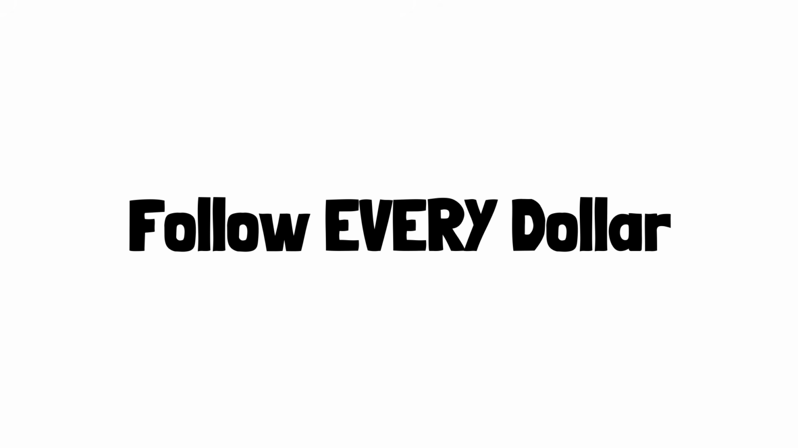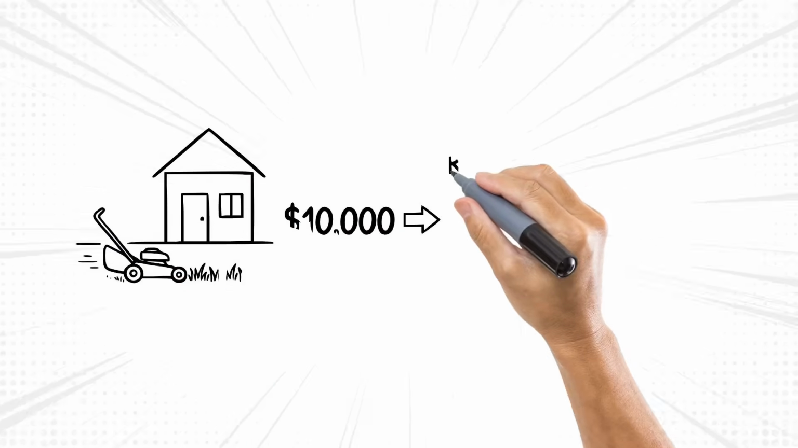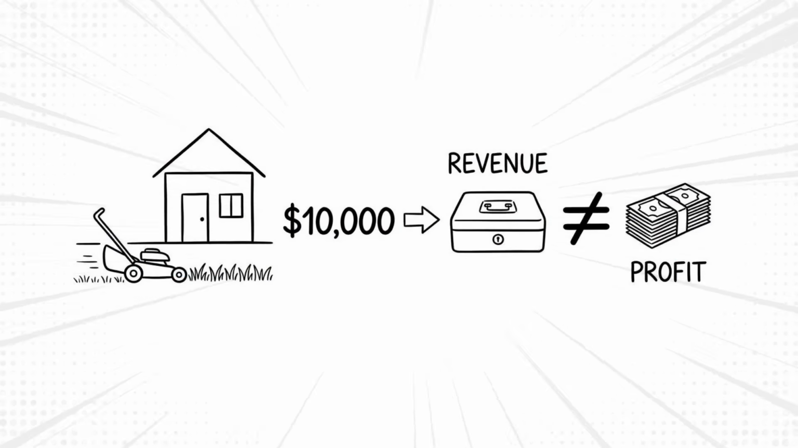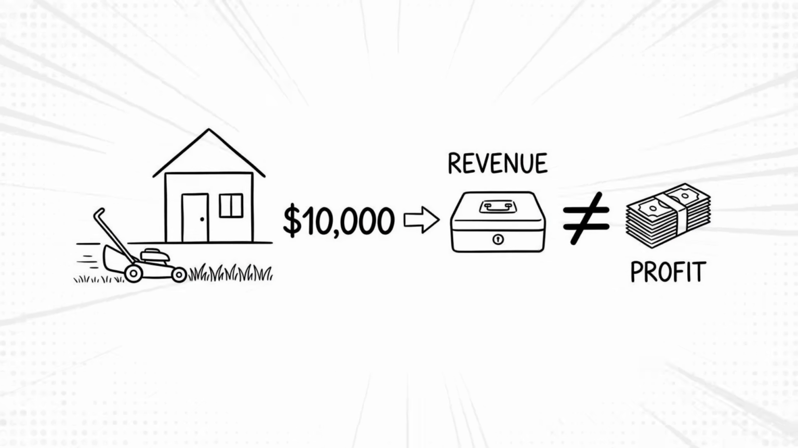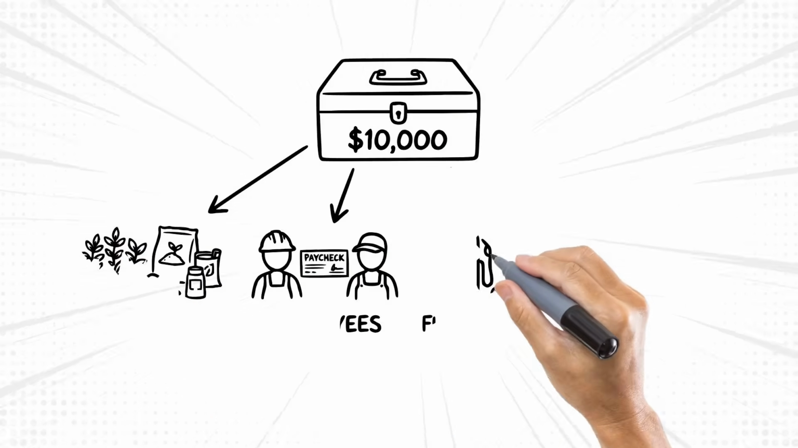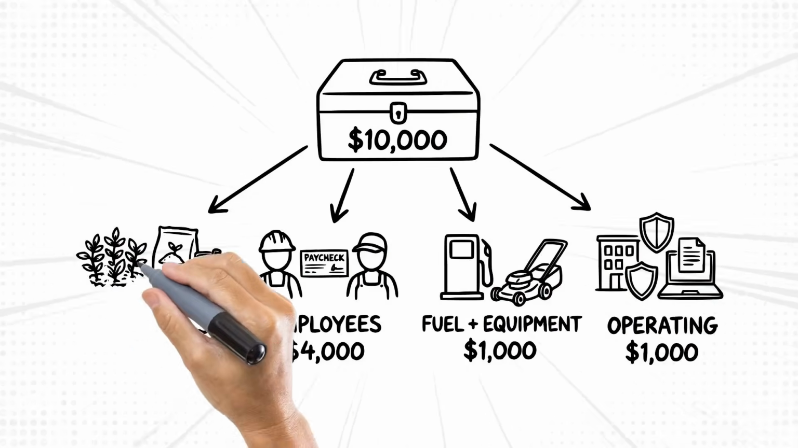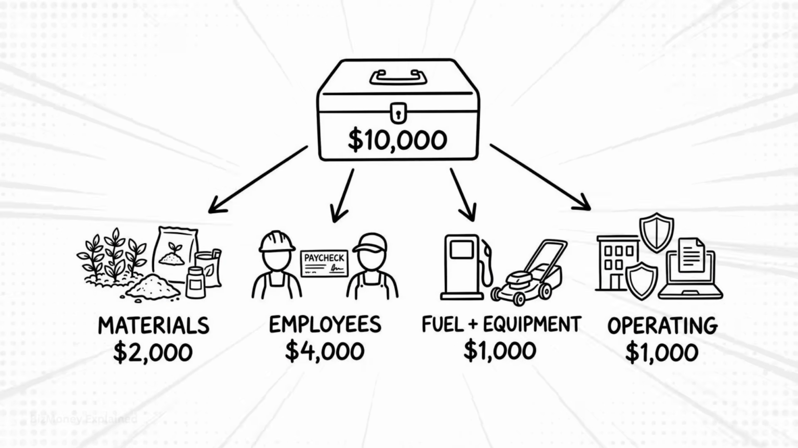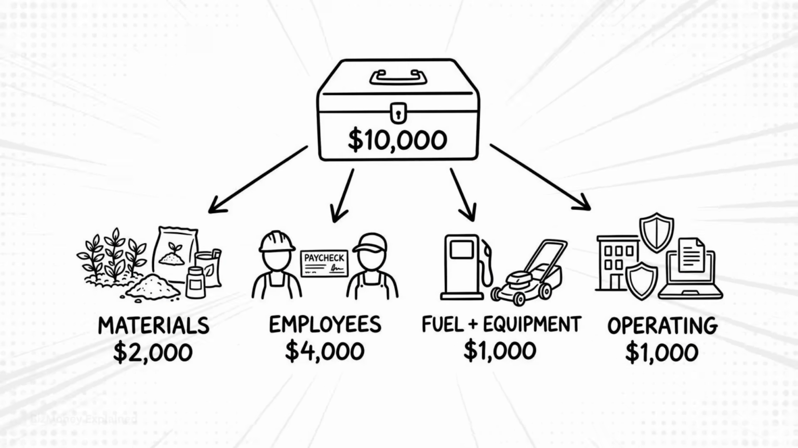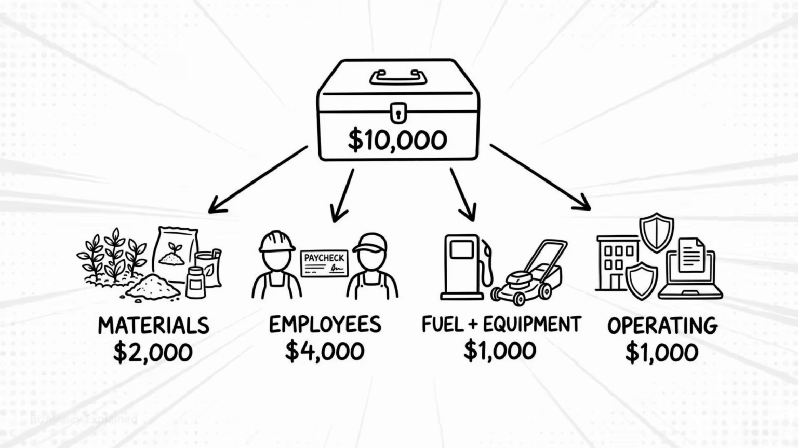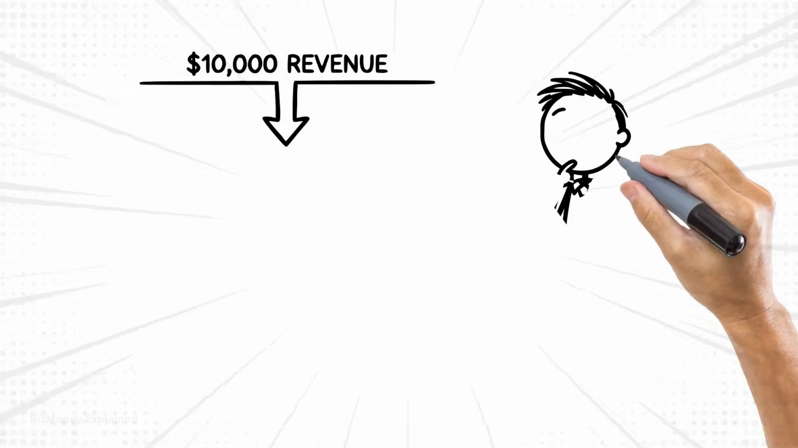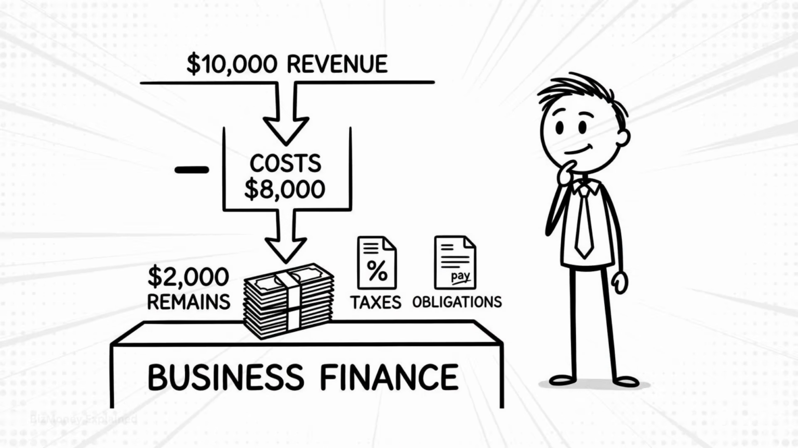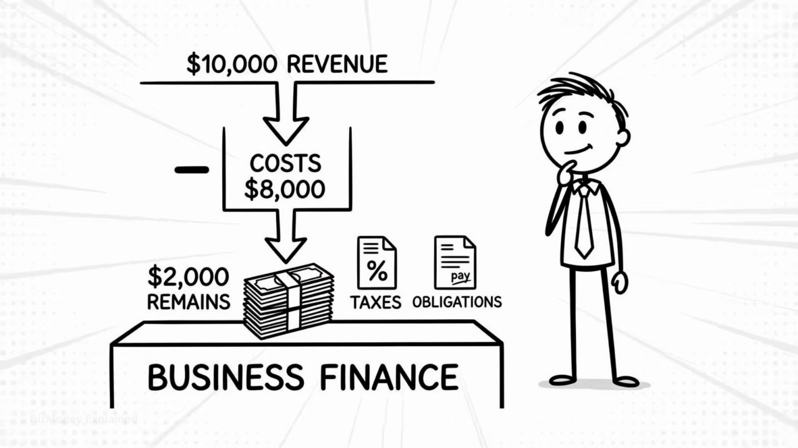Follow every dollar. Imagine a landscaping company earns $10,000 this month. That $10,000 is revenue, but it is not the owner's profit. The company spends $2,000 on materials, $4,000 on employees, $1,000 on fuel and equipment, and another $1,000 on rent, insurance, software, and other operating expenses. After those costs, approximately $2,000 remains before considering taxes and certain other obligations.